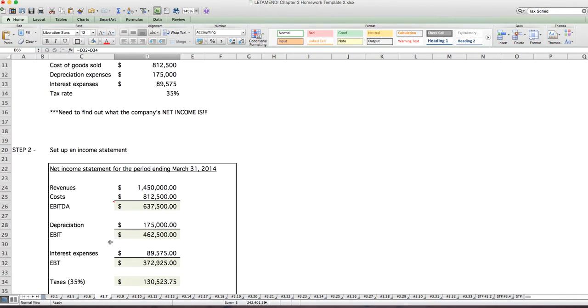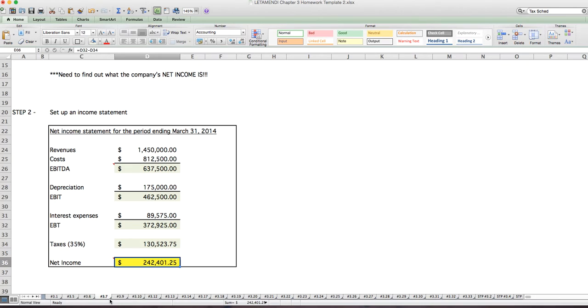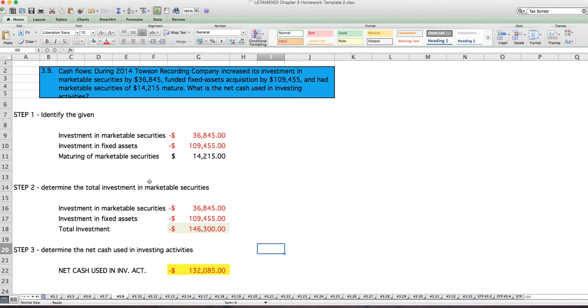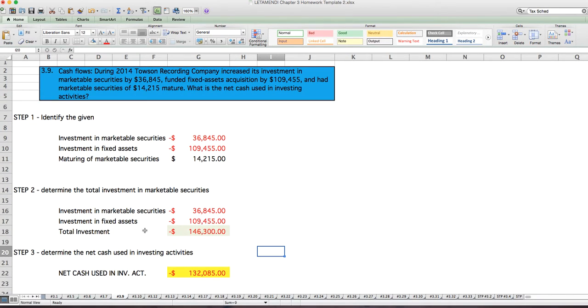All right. So the next question up is 3.9. So now this is the whole thing, but I broke it down by steps so that we can understand it. So you've already seen the answer. So, cash flows: during 2014, Towson Recording Company increased its investment in marketable securities by 36,000, funded fixed asset acquisition by 109K, and had marketable securities of 14K mature. What was the net cash used in investing activities?